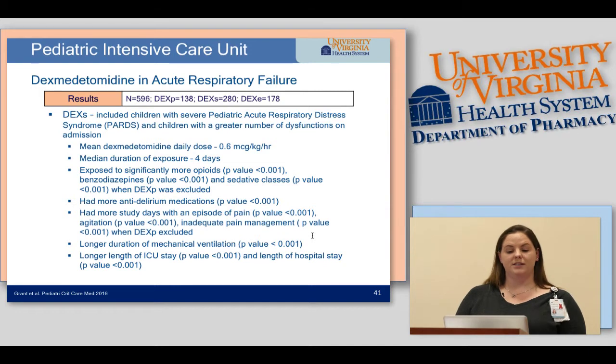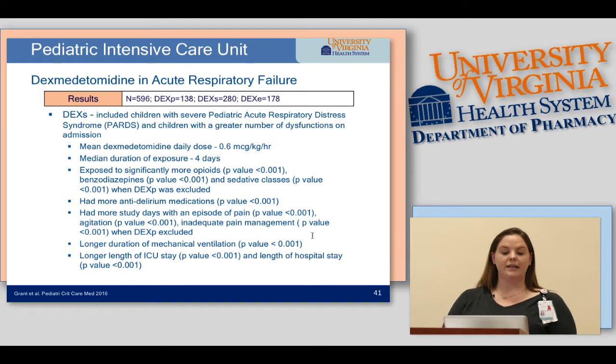These patients were exposed to significantly more opioids, benzodiazepines, and sedative classes when the dexmedetomidine as a primary agent group was excluded. I found it very interesting that a lot of the analyses for the secondary groups excluded dexmedetomidine as a primary agent when doing their statistical analysis. They also had more anti-delirium medications started and more study days with an episode of pain, inadequate pain management, and agitation. They also had a longer duration of mechanical ventilation, a longer length of ICU stay, and a longer length of hospital stay.